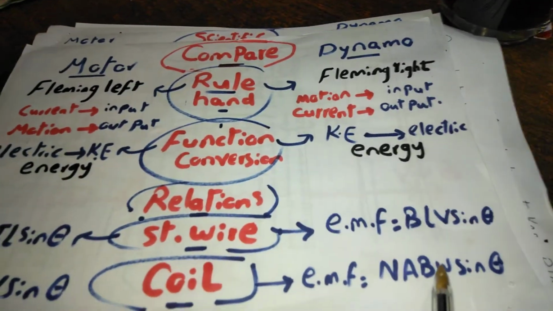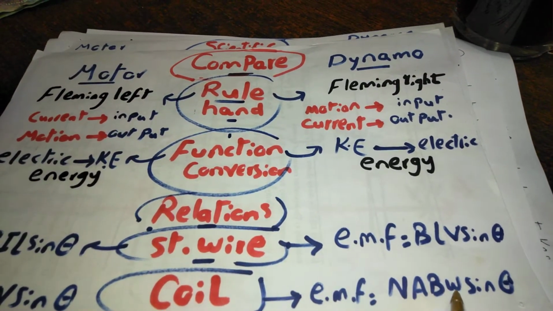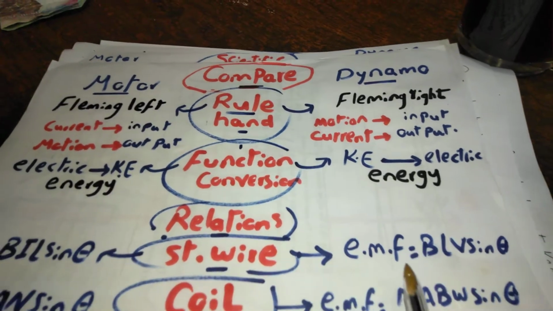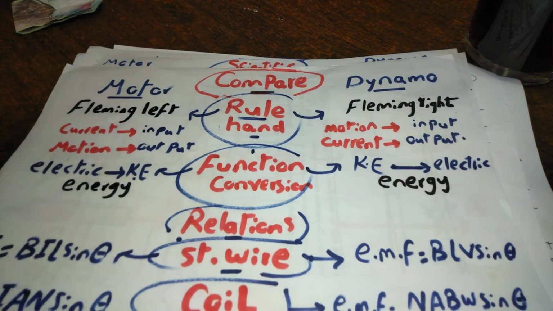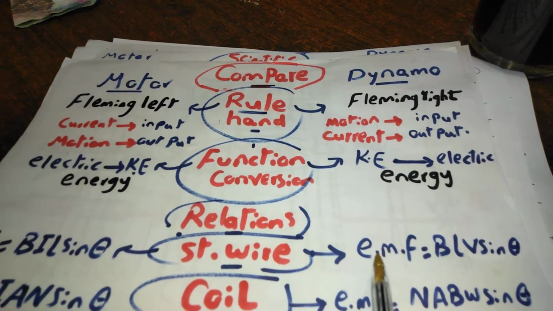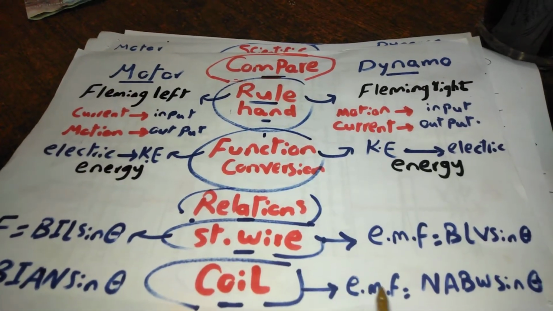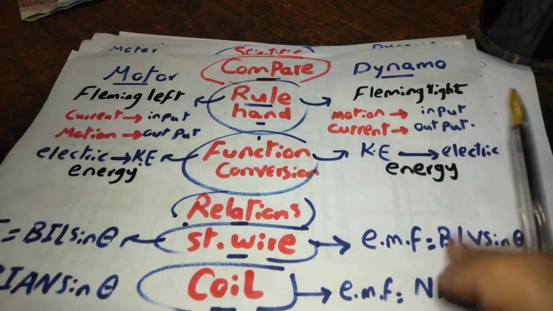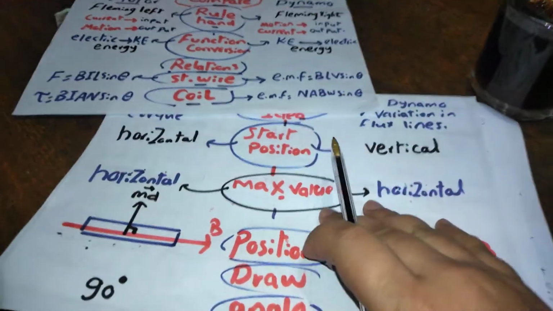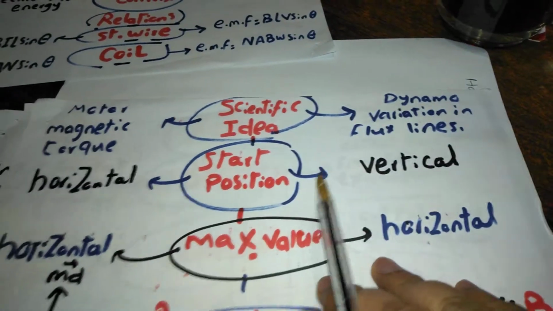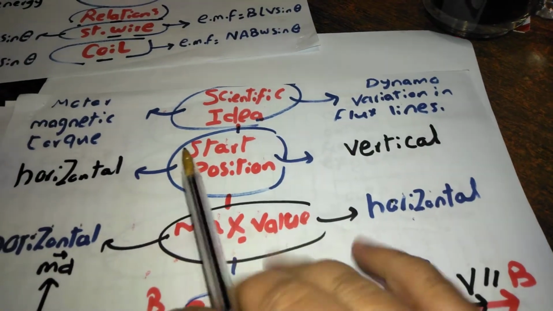On the other hand, we input here motion, represented by velocity or by omega of rotation, and the interaction of fields outputs the opposite result, to get an induced electromotive force: B l v sine theta, or in a coil N A B omega sine theta. And let's move on to another point, the practical point, the scientific idea. Here in motor it is magnetic torque, while in dynamo it is electromagnetic induction, the variation of flux lines.